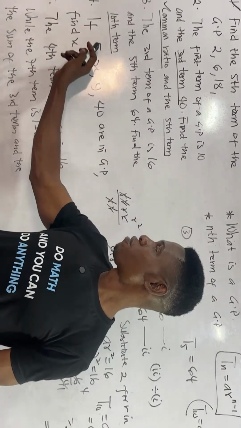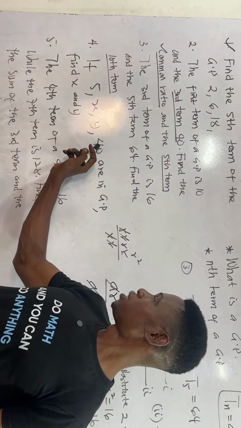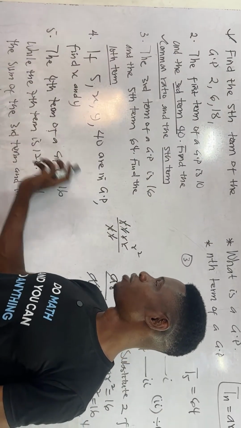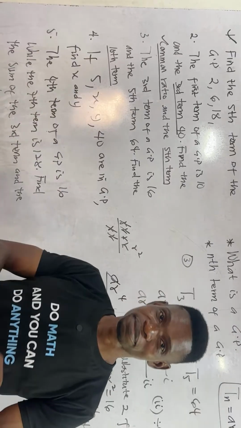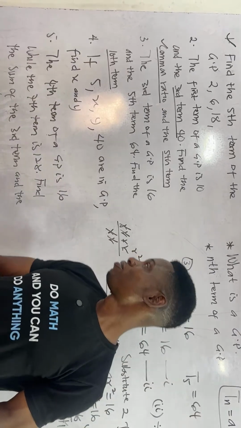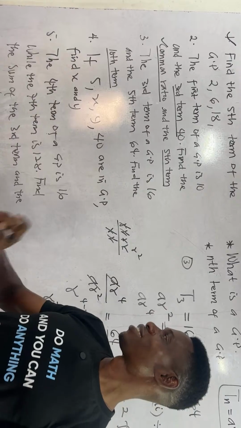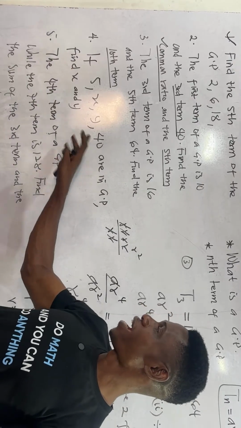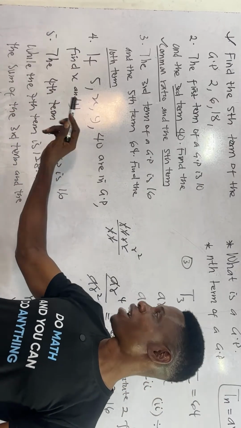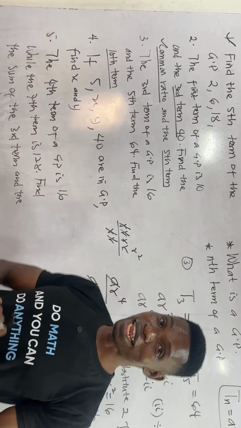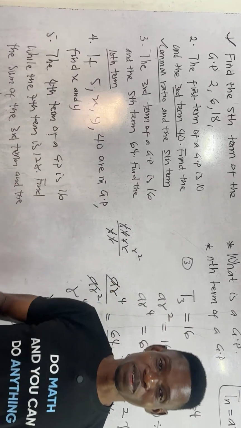It says if 5, x, y, 40 are in geometrical progression, find x and y. So 5, x, y, and 40 are in geometrical progression. Find x and y. We did something similar last week in arithmetic progression.